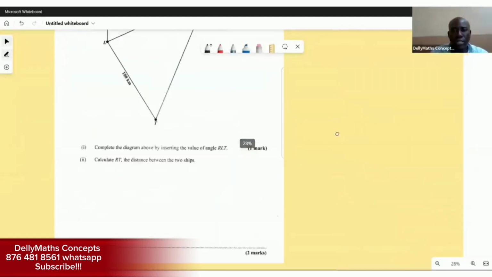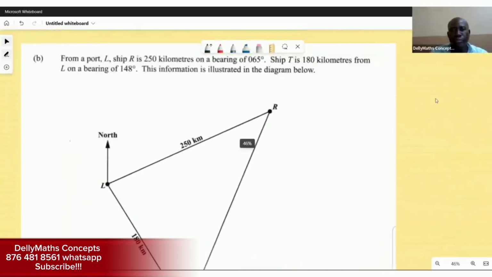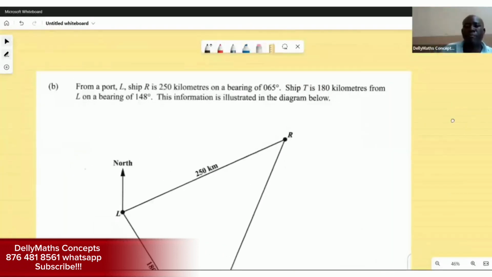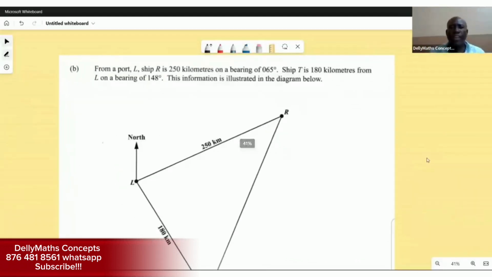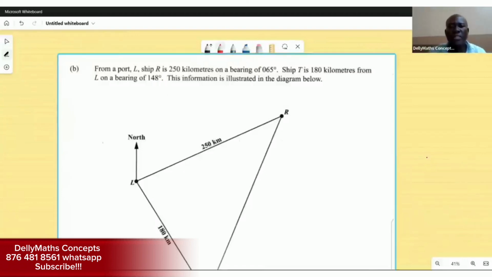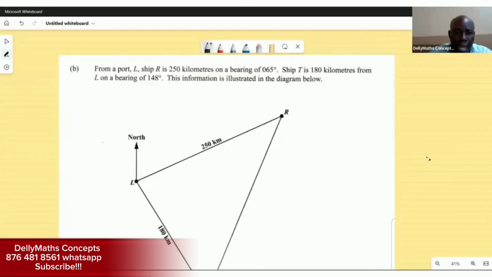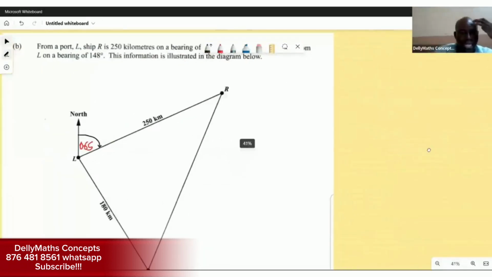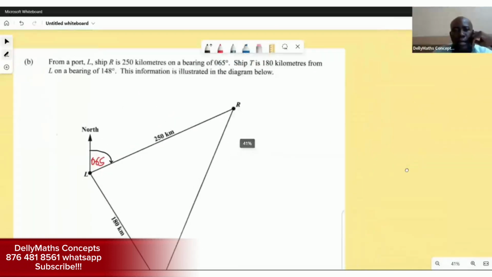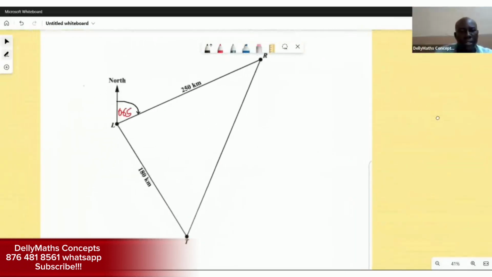Let's jump to the trigonometry, which is the B part. Now we're looking at the B part of it, and it says, from a port L, ship R is 250 kilometers on a bearing of 65 degrees. So I'm going to mark that for us right now. I like putting on my labels as I go. Here is my 65 degrees, right? And then it says ship T is 180 kilometers from L, so we're seeing that.